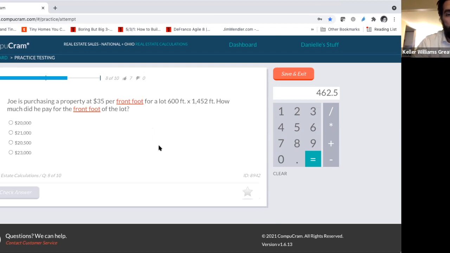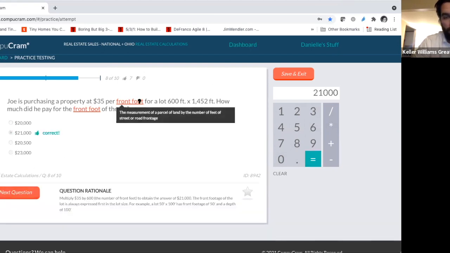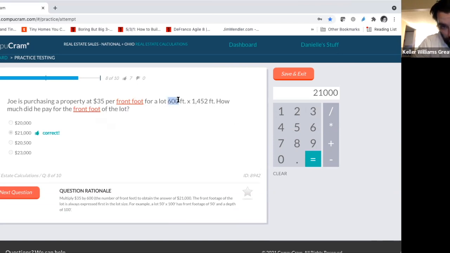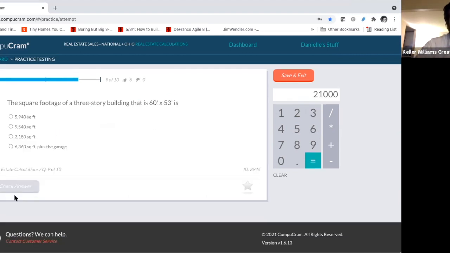Joe is purchasing a property at $35 per front foot. How much did he pay for the front foot of the lot? It's a really poorly worded question. Just like the last one we saw, guys, 35 times 600 is what you're going to be gunning at here. And that's 21,000, right? Anytime you see front foot, somebody wants to know that it's the leading number is your front foot. So good job, Kyle, Stacy, and Jeff.